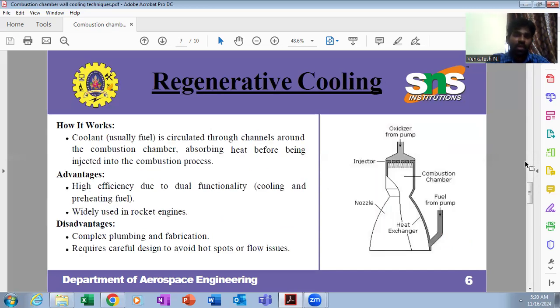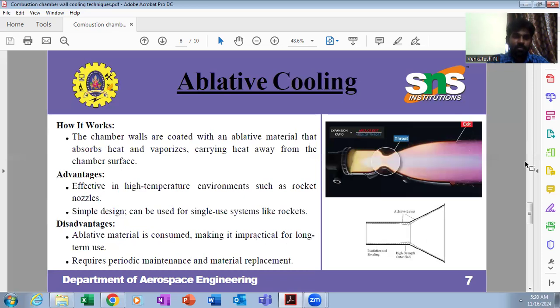Regenerative cooling: fuel is circulated through channels around the combustion chamber, absorbing heat before being injected into the combustion process. Advantages: high efficiency due to the dual functionality of cooling and preheating fuel, and it is widely used in rocket engines. Disadvantages: complex plumbing and fabrication, and it requires careful design to avoid hot spots or flow issues.